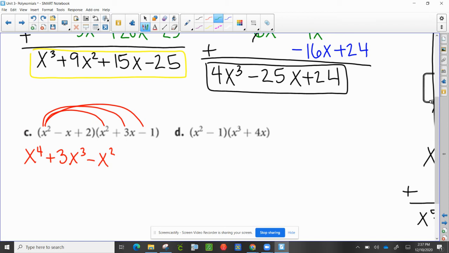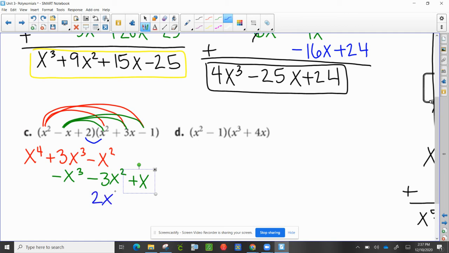Now let's distribute the middle term here. So I'm going to have negative x times x squared. That's going to give me a negative x cubed. Next, we'll have negative x times 3x. So that's a negative 3x squared. And again, I'm just lining them up under my like terms. And then lastly, negative x times a negative 1 is positive 1x. Last thing to distribute is the 2. So 2 times x squared is going to give us 2x squared. 2 times 3x is a positive 6x. And then 2 times negative 1 is a negative 2.